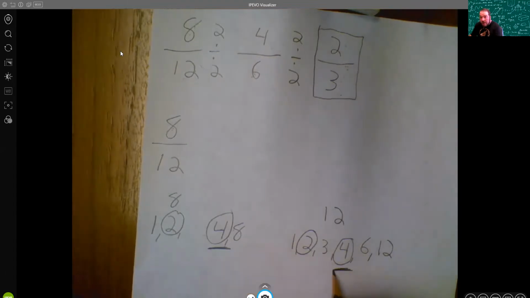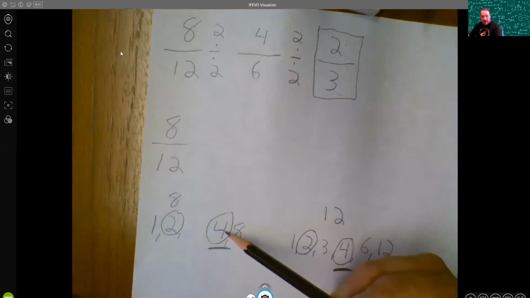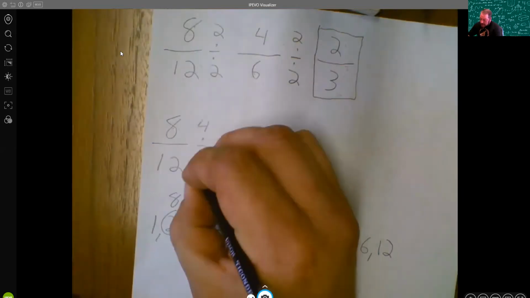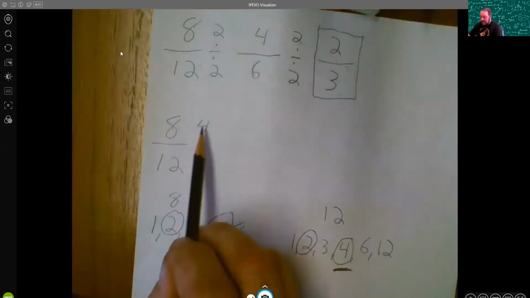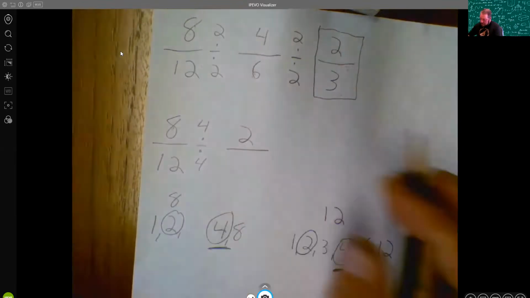4 and 4, right? So now that we have our greatest common factor, we can divide our fraction that we are simplifying by our greatest common factor. So we need to divide the top and the bottom by the number. 8 divided by 4 is 2. 12 divided by 4 is 3.